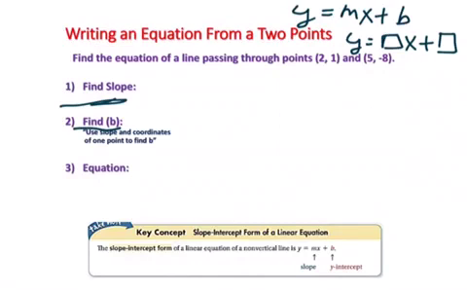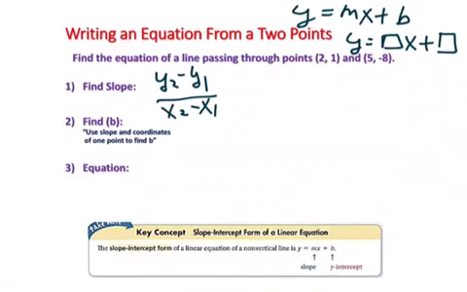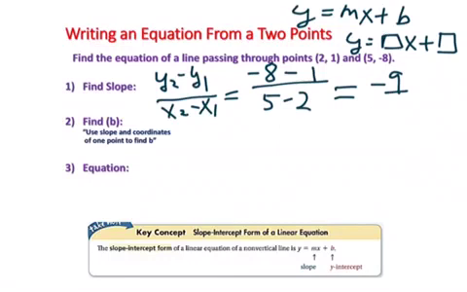Okay, so finding the slope, well, we're given 2 points, so we can calculate it as y2 minus y1 over x2 minus x1. So filling those numbers in, y2 is negative 8 minus y1, 1, over 5 minus 2. So then negative 8 minus 1 is negative 9, divided by 5 minus 2 is 3. So negative 9 divided by 3 is negative 3. So our slope is negative 3.